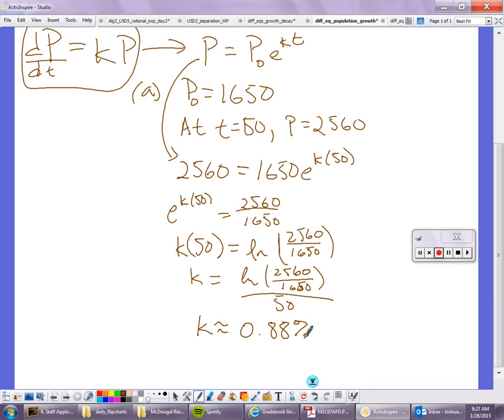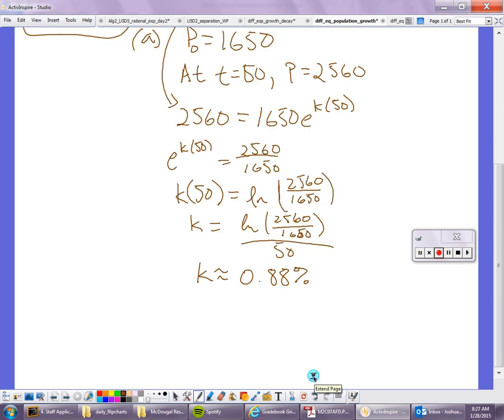Okay, so I've got my growth model. It's going to be P equals P0 e to the 0.0088 t. So I found k. I've solved for k. Now I have a model. Oh, and I don't have to keep it as P0, right? Because I know that P0 is 1650. So I've got P equals 1650 e to the 0.0088 t.